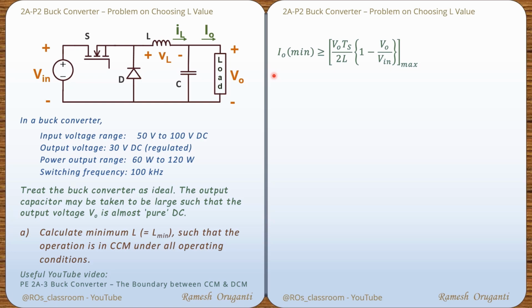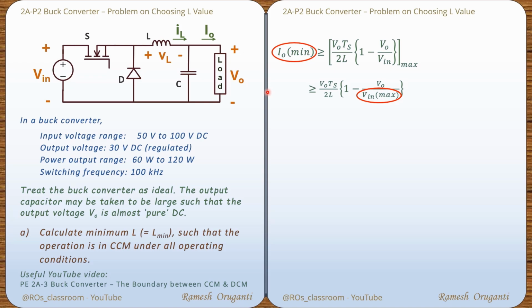The only thing that is varying there is Vin. That means we have to consider the case when 1 minus V0 by Vin is maximum, or V0 by Vin is minimum, or Vin is maximum. So we have to ensure that when Vin equals Vin maximum, the minimum output current is more than the boundary current. This is done by a proper choice of L.